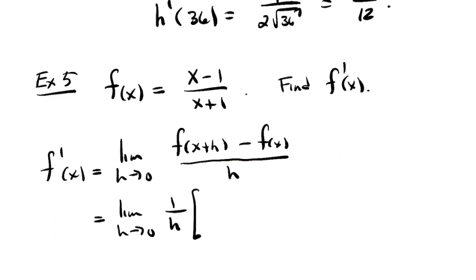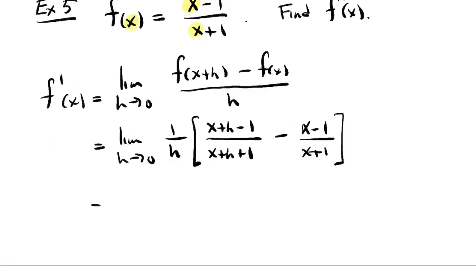So what is f of x plus h? Okay, everywhere I see the input placeholder x in f, I have to replace it with x plus h. So that's going to be x plus h minus 1 over x plus h plus 1, right? And then I have to subtract f of x. So what's f of x? Well, it's x minus 1 over x plus 1.